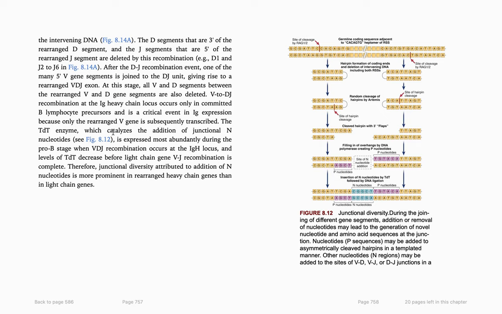The TdT enzyme, which catalyzes the addition of junctional N nucleotides, is expressed most abundantly during the pro-B stage when VDJ recombination occurs at the IGH locus, and the level of TdT decreases before light chain gene VJ recombination is complete. Therefore, junctional diversity attributed to the addition of N nucleotides is more prominent in rearranged heavy chain genes than in light chain genes.